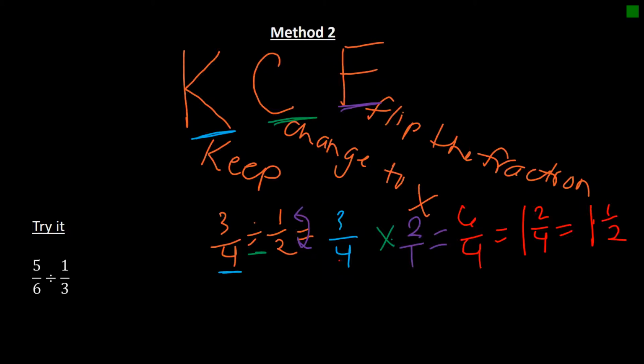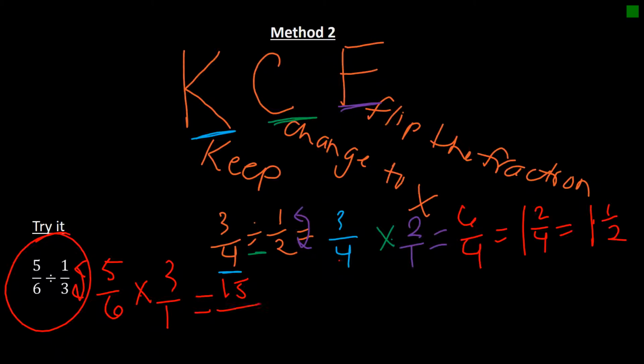I just want you to try out this method with 5/6 divided by 1/3. Go ahead. Okay, so if you tried it, you probably did 5/6, then you changed the sign to multiplication, and then you turned this fraction over to get 3/1. Multiplying straight across, 5 times 3 is 15, 6 times 1 is 6. Well, 6 can go into 15 twice with 3 left over. 3/6, which is still 2 1/2. Okay, we have a bunch of practice problems, about 10. You can choose whichever method you would like.